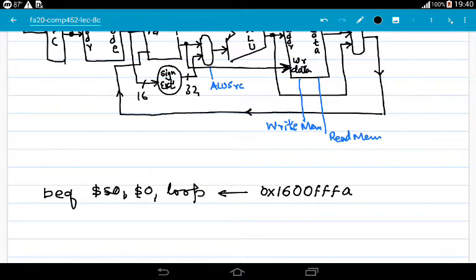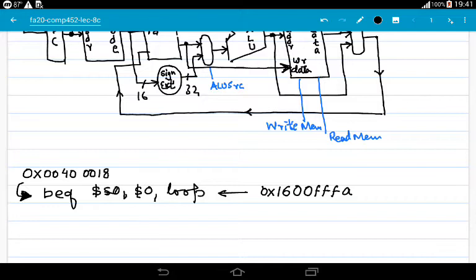FFFA. And this instruction in my program, it was located at instruction memory address of this instruction. This branch if equal instruction was 0 hex 0040 0018. This was the address where this instruction was placed by assembler. Okay.